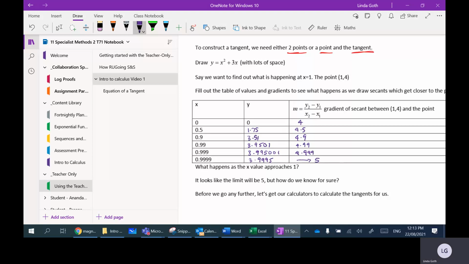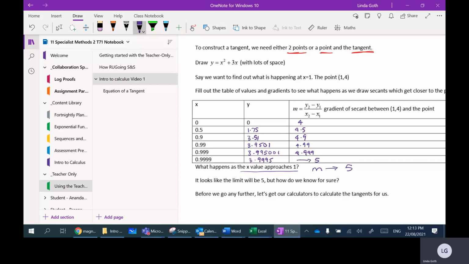All right, well, I hope you saw that that was just getting closer and closer to 5. So as the value of x approaches 1, the gradient approaches 5. So it looks like the limit will be 5, but how do we know for sure? Well, we're going to get there.